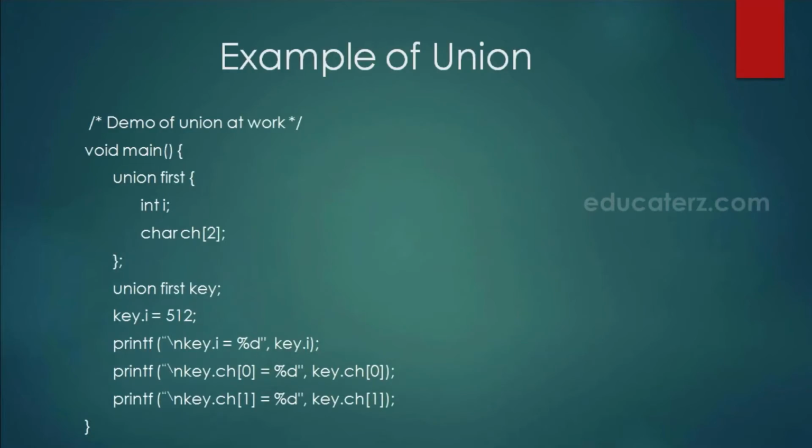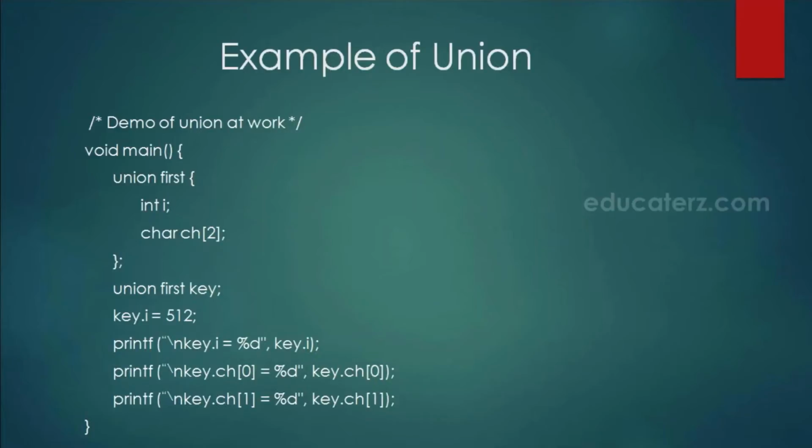Now for example, we can declare this union using the keyword union. First is the name of the union here. Now we have integer i and a character array of size two. So integer i takes 2 bytes and the character array of size two also takes 2 bytes. When we create an instance of it, that is union first key, one variable called key we have created. If I have assigned key dot i equal to 512, and if we display i as well as ch of 0 and 1, then we will get the relevant value of i but irrelevant values of ch of 0 and 1, because at a time only one member of this union can hold a proper value, and the same memory will be utilized by the other variable also.